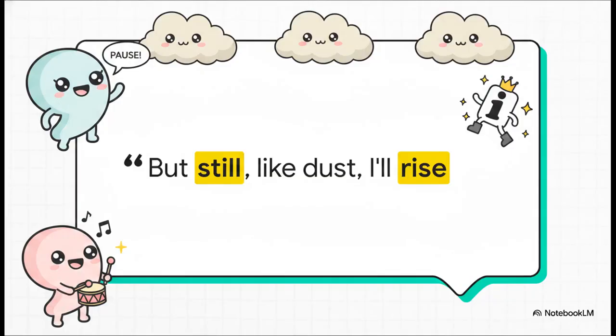Now, let's look at how she uses punctuation. Listen to the dramatic pauses, also known as caesuras, created by the commas in this specific line. "But still, like dust, I'll rise." See, she doesn't let you just rush through it. The punctuation literally forces you to stop, take a physical breath, and acknowledge her absolute, unwavering determination. It adds this rhythmic tension that really highlights the central message of endurance.